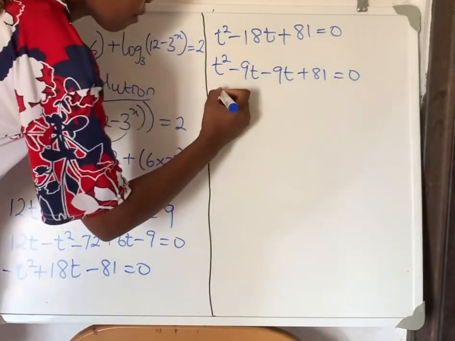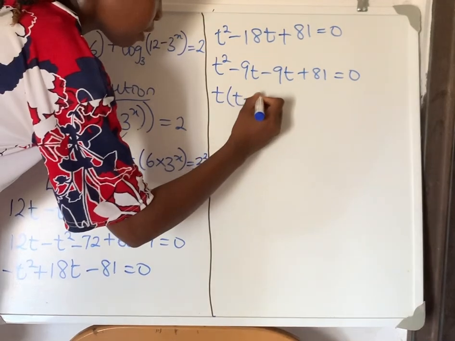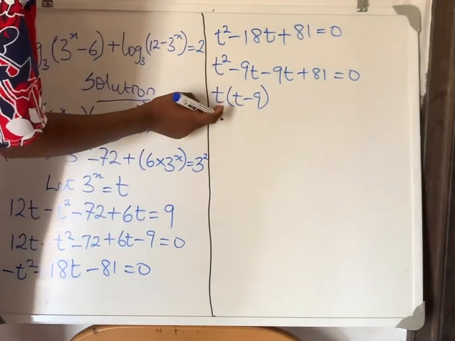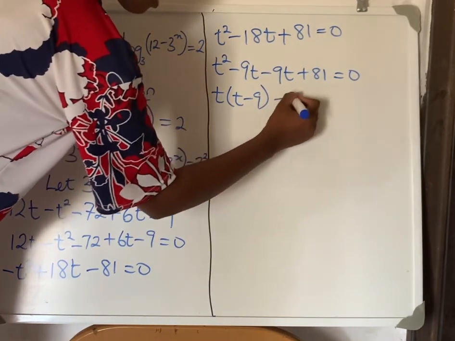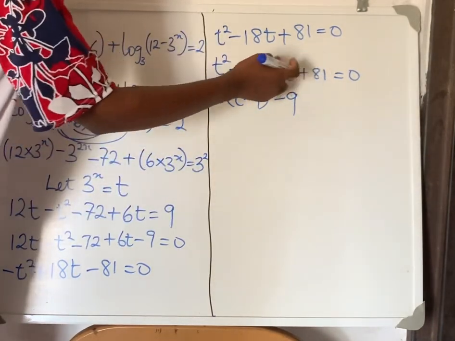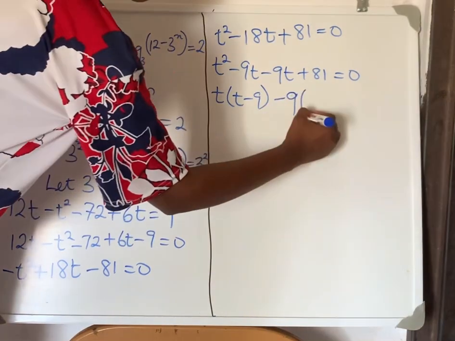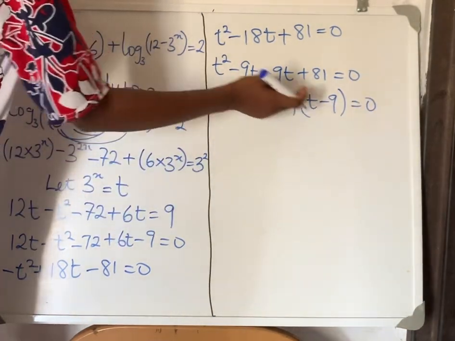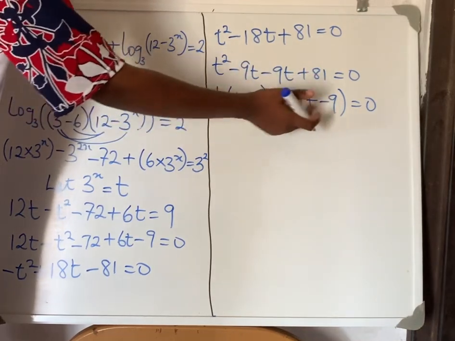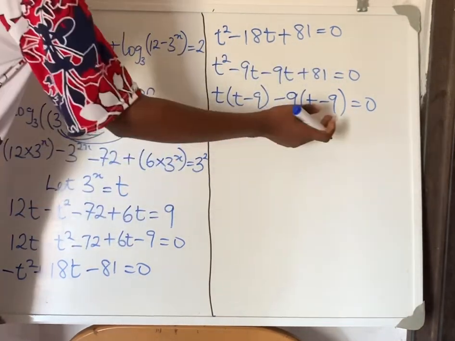So now that we have it, we have t, open your bracket, t minus 9. T times t gives t squared. T times minus 9 gives what? Minus 9t. So you have your minus 9. I'm bringing out 9 because 9 is common here in these two. Okay, so open your bracket. T minus 9 equal to what? 0. Minus 9 times t gives minus 9t, and minus 9 times minus 9 gives what? 81. So you get this.